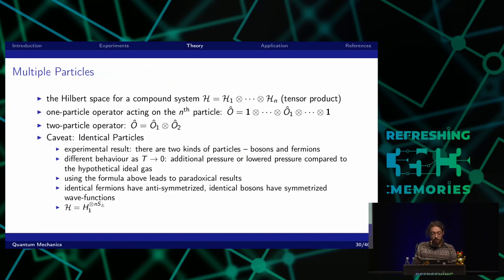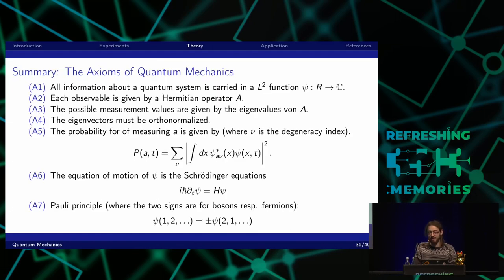So I'll skip the multi-particle things. We can describe multiple particles. I'll show the axioms of quantum mechanics shortly. Don't read them too detailed, but this is just a summary of what we've discussed so far. And the thing about multiple particles is axiom 7, which says that the sign of the wave function must change if we exchange the coordinates of identical fermions. And this makes atoms stable, by the way. Without this, atoms as we know them would not exist.